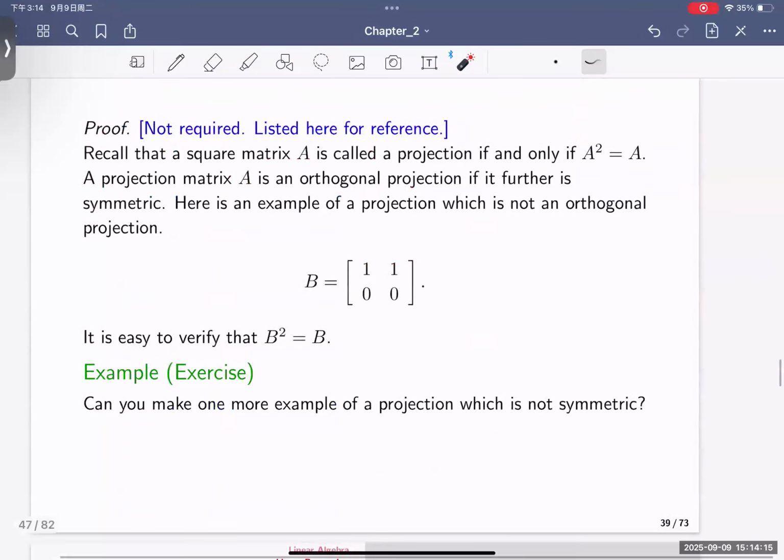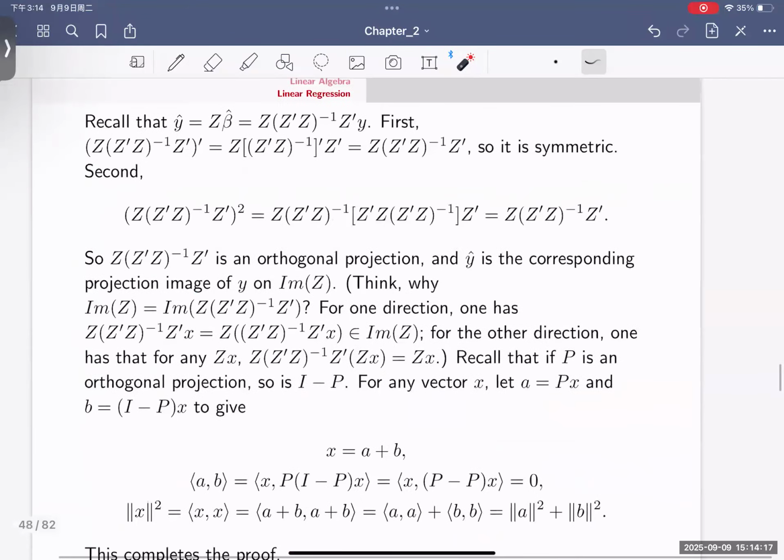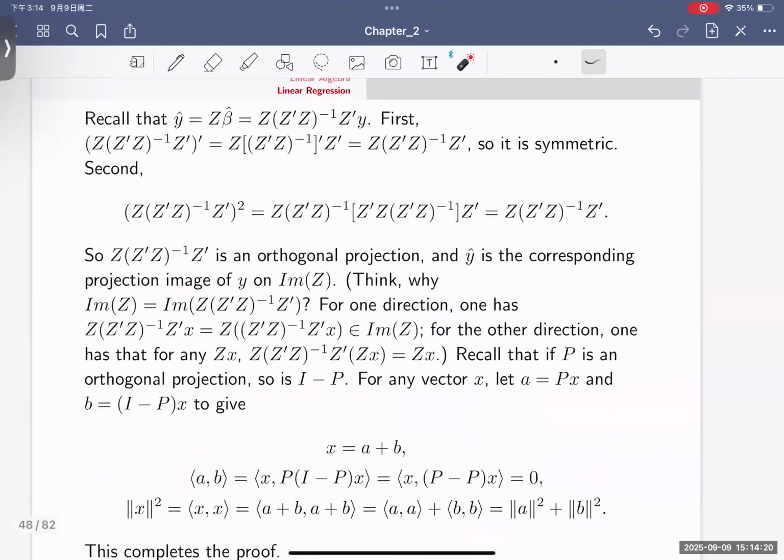You may also take a look. This has the detailed calculation, but it's almost the same as what I mentioned, so you can just take a look.